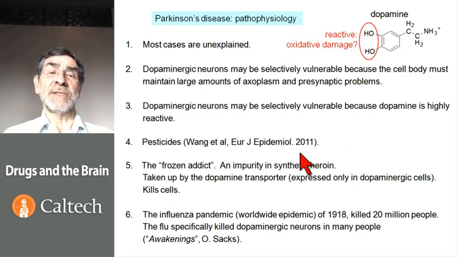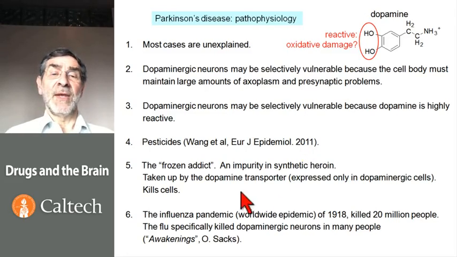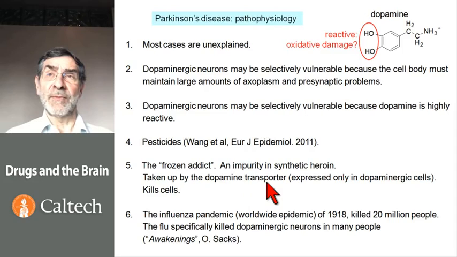Another cause of Parkinson's disease seems to be pesticides. There's a very nice paper by my friends at UCLA on pesticides in the Central Valley of California, and people who are selectively exposed to those pesticides have a higher incidence of Parkinson's disease. And then there is the frozen addict episode. Several decades ago, in the San Francisco Bay Area, there was an impurity in synthetic heroin, which was taken up by the dopamine transporter. As you'll remember, the dopamine transporter is expressed only in dopaminergic cells. This impurity was changed to another compound, and it killed dopaminergic neurons quite drastically.